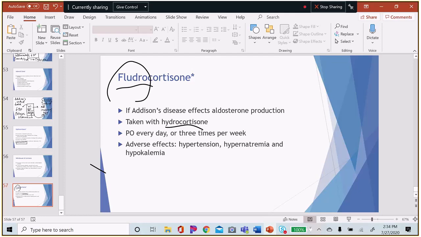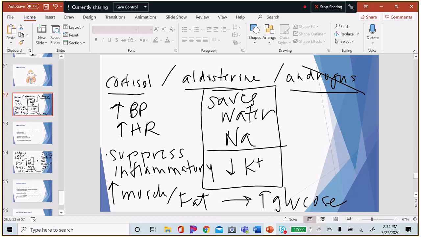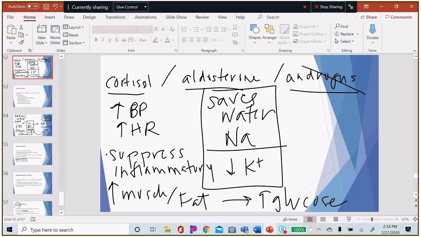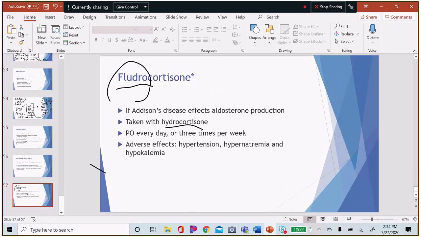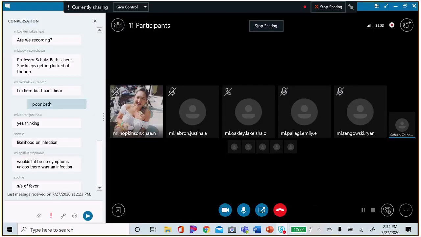And again, just like the other medications, I'm taking this fludrocortisone, which is supposed to act like aldosterone, saving water and sodium and getting rid of potassium. If I take too much, then I will end up with hypertension and too much sodium and too little potassium. So that is our hormone stuff. It's a lot of information, I know.